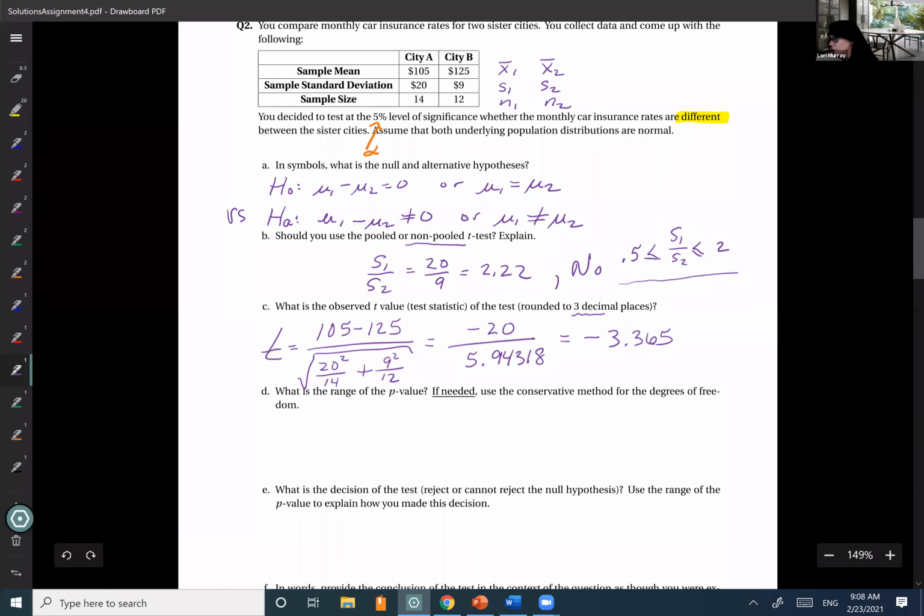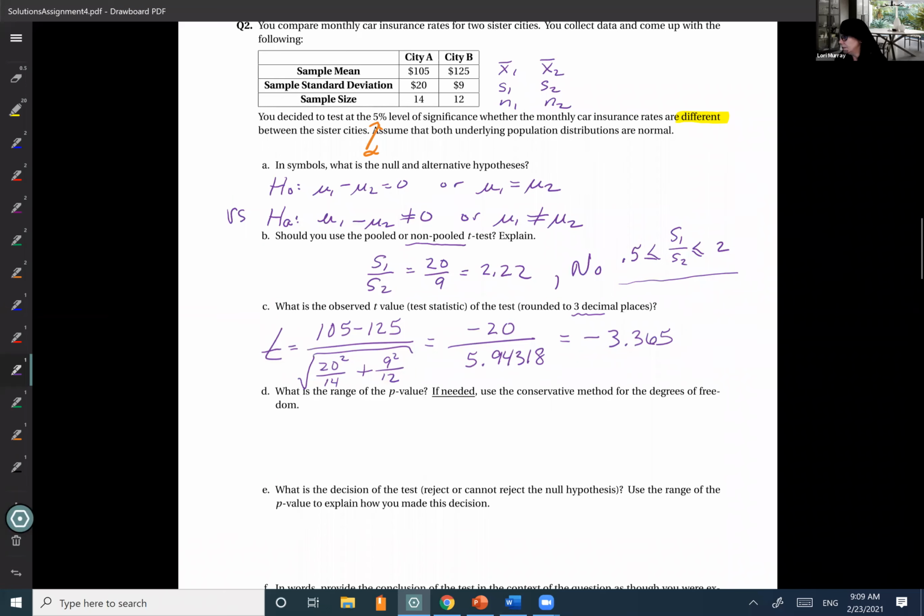That is how we marked your assignments, so see if that's what you got. You might have also given negative 3.365 with the absolute bars, which would be 3.365. That's fine too. The absolute bars just indicate that it's going to be positive. We can look at the absolute value of the observed t-value and then compare it to the critical value.